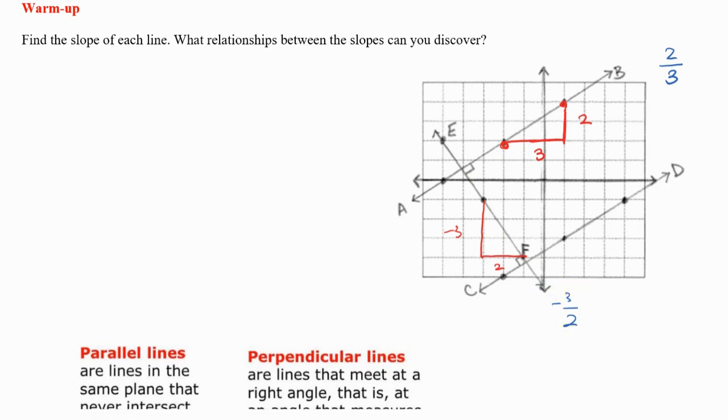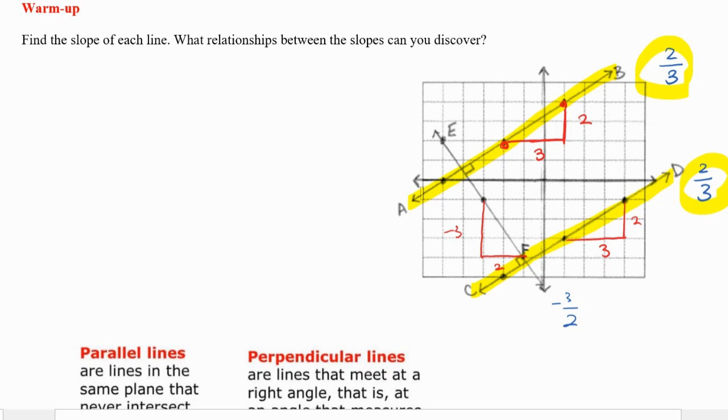Okay. And here, next one, C and D. The rise is a 2 and the run is a 3. So rise over run is 2 over 3. Okay, so what relationships between the slopes can you discover? Look at AB and CD. Do you guys see anything in common here? Right. They have the same slopes.